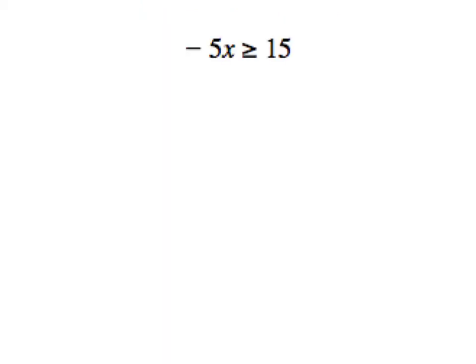All right, so let's actually solve these. So this first one says negative 5x is greater than or equal to 15. Treat these like equations. Draw the wall. Divide both sides by negative 5. Those cancel. X comes down. 15 divided by negative 5 is negative 3.